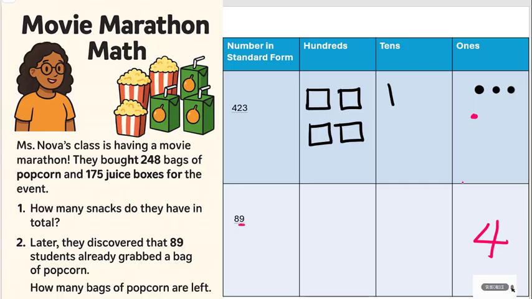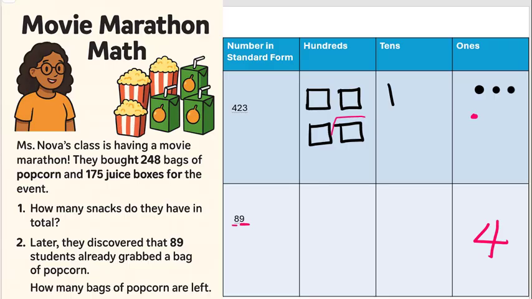Now look at the tens. How many tens do you see? If you said 1, absolutely, 1 ten. But the problem is now I'm expected to take away 8 tens. And I do not have 8 tens. What should I possibly do? Well, this is where I have to regroup.